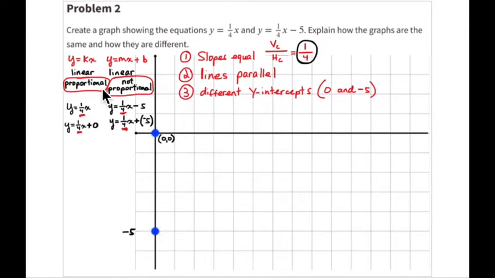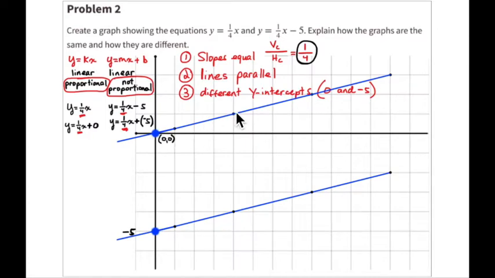So the first equation on the left crosses the y-axis at 0, 0. The equation on the right crosses the y-axis at -5. So the lines have the same slope. Lines are parallel. So here are the lines for each one. So the line is drawn by going over 1 unit along the x-axis and 1/4 of a unit along the y-axis. 1 unit, 1/4, and so on.